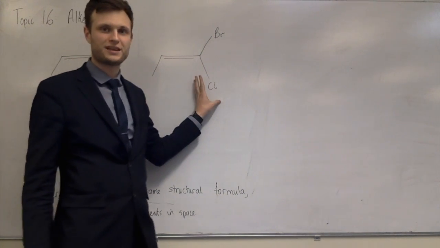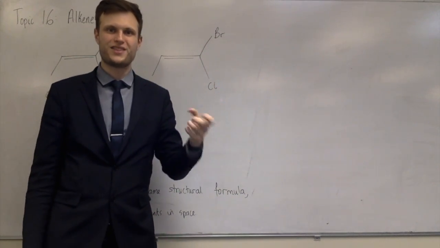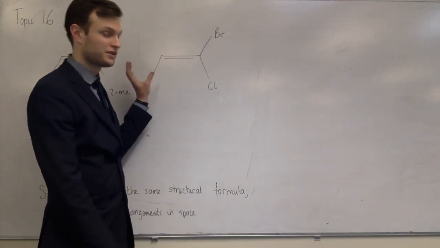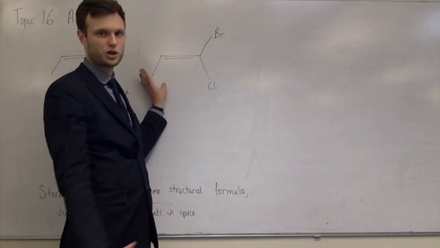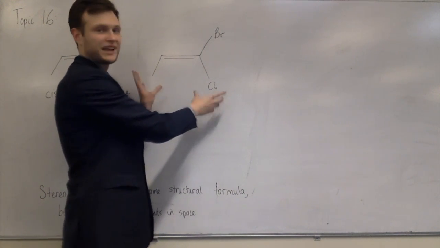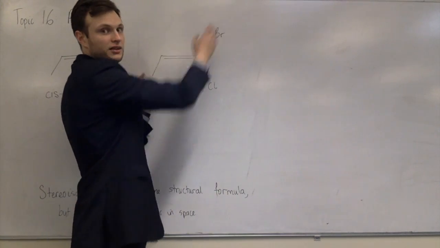And then you do exactly the same on the other side. You give one of these two priority over the other, and then that's the one that you talk about when you're naming. And so what you end up with is one group on the left-hand side which has priority, one group on the right-hand side that has priority. If they're on the same side, that's Z. And if they're on opposite sides, that's E.